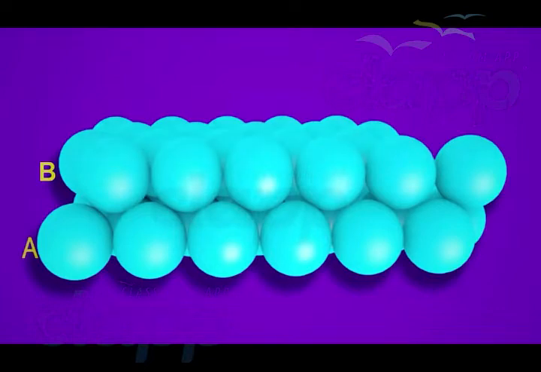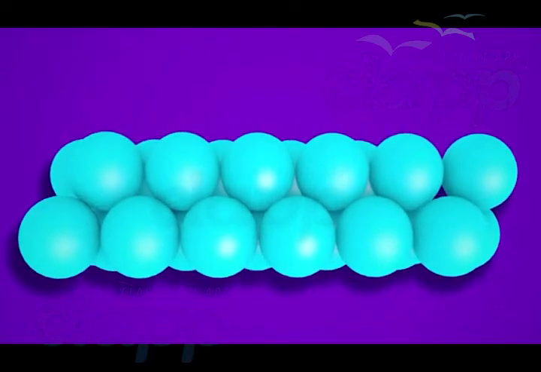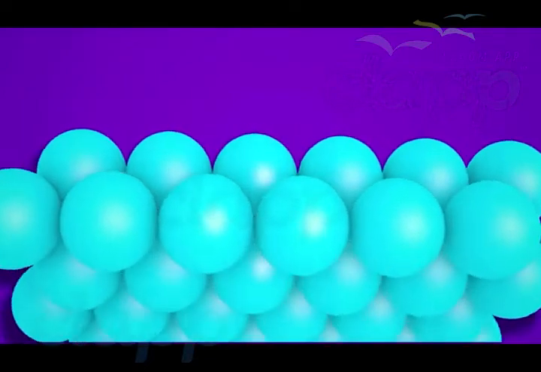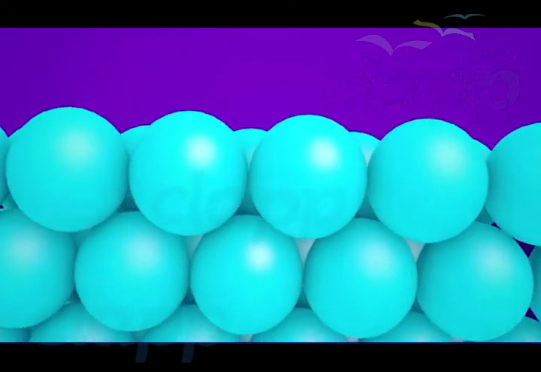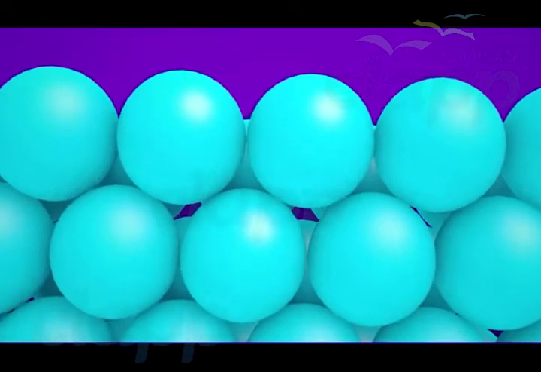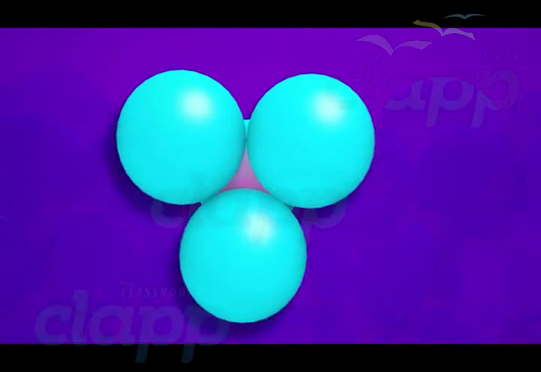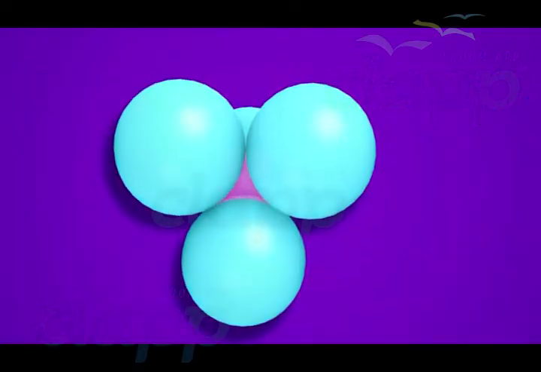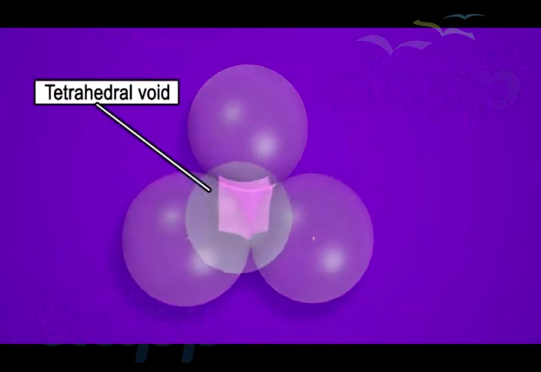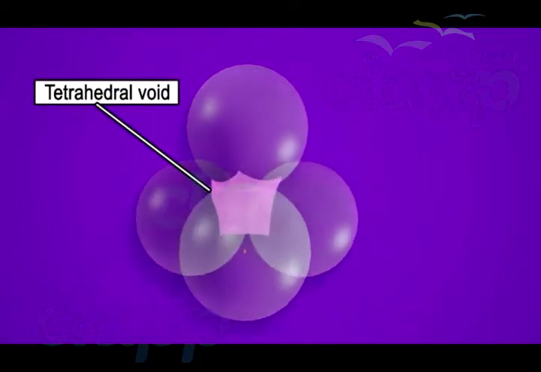Some of the triangular voids of the first layer are covered and some of the voids are not covered. This gives rise to different arrangements. When the triangular voids of the first layer are covered by spheres of the second layer or vice versa, it gives rise to a tetrahedral void because when the centers of the four nearing spheres are joined, a tetrahedron is formed.